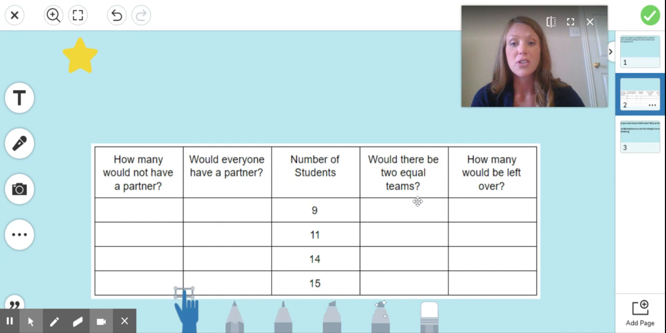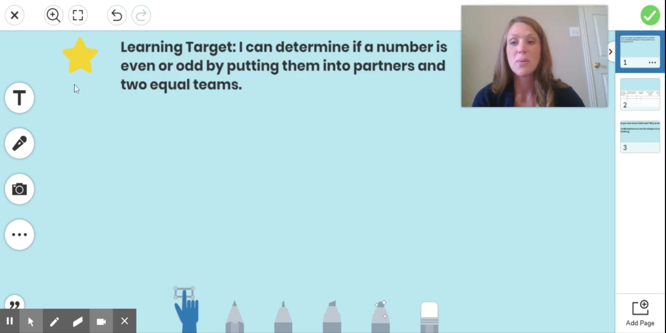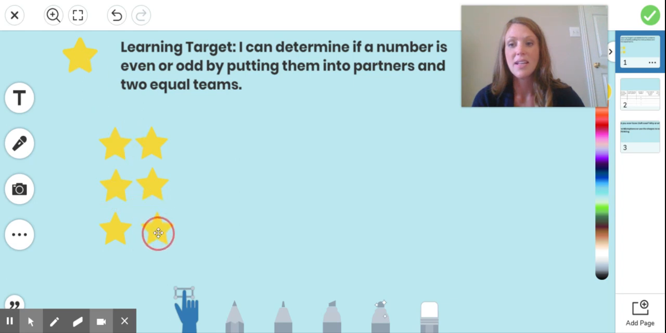So we're going to do the first one together. So let's pretend we have 9 students. So I'm going to go back to here and use my stars to put them into partners. So we have 1, 2, 3, 4, and you can see that I'm putting them into pairs or partners. 5, 6, 7, 8, and 9. What do you notice, boys and girls?